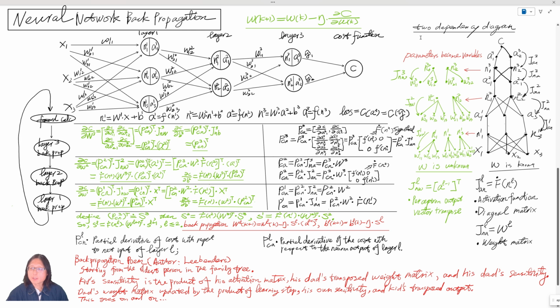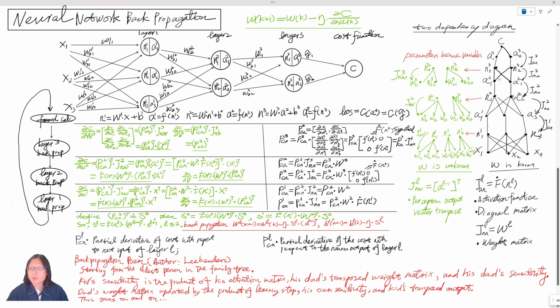There are two dependency diagrams corresponding to this simple neural model in order to understand the backpropagation method. The one I draw in black will be the main path. In this one, the variables of the neural model, which are the net input, neuron output, and cost, are listed in this dependency diagram.